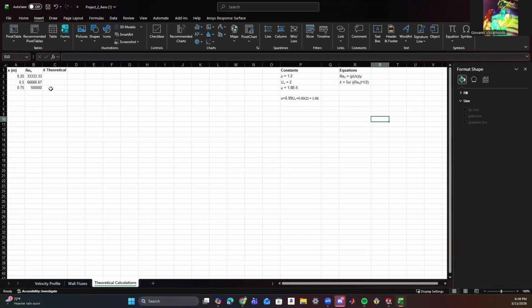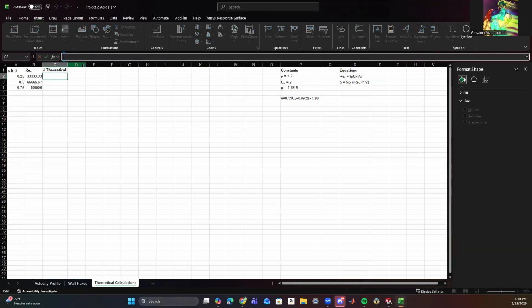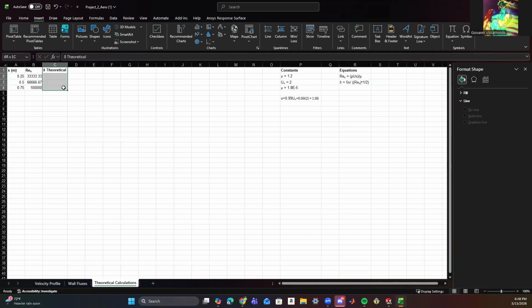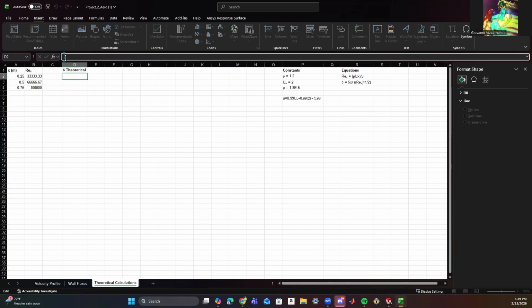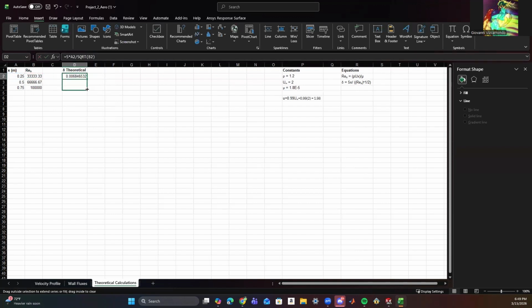So in the Excel formula, theoretical is equal to, actually, I'm going to move this over. Theoretical. This on the equation is going to be 5 times A2, sorry, A2 divided by the square root of B2. And boom, that's the number we should get. And we're just going to drag that down.